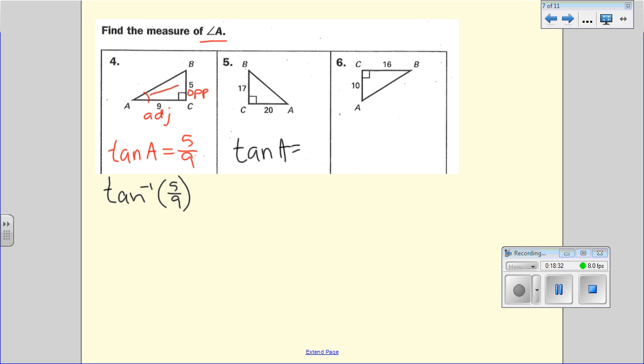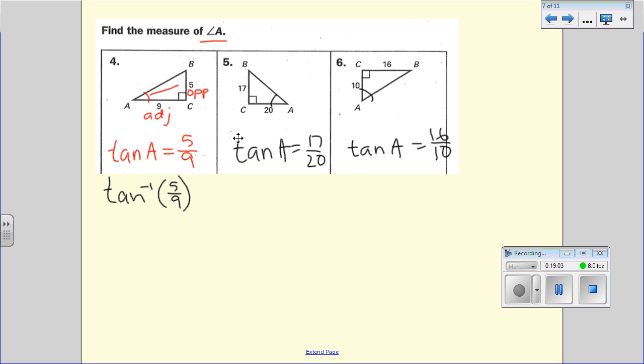For the second one, tangent of A equals 17 over 20. And what does tangent of A equal for the third one? 16 over 10. So now, and she's like, wait, that's all we had to do? No, you had to do tangent inverse. But can you get tangent inverse unless you're setting up the right fraction? No. So now those of you who had the right fractions can volunteer with your answers.